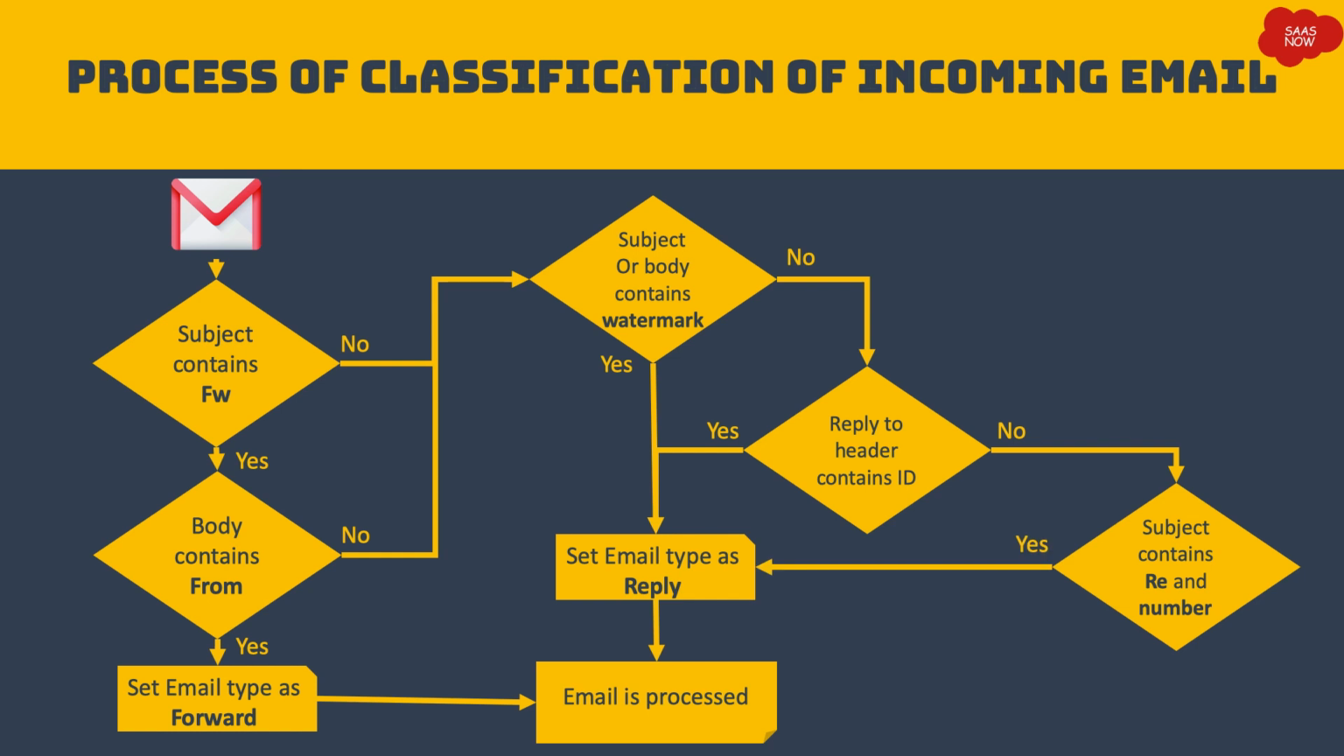If that is true, if the answer is yes, it will again tag it as a reply type of email. And if it does not contain that RE word and number, in that case, it will be set as a new email. And then the email is processed. So this is how the system classifies what kind of email is received by a ServiceNow instance.